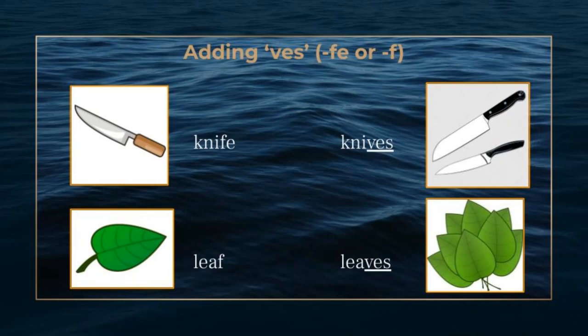So students, look here. We removed the last letter F and then added VES. The plural form of leaf is leaves. Students, the singular noun is knife and the plural form of knife is knives. Let's move to the next example. The singular noun is leaf. The plural form of leaf is leaves.